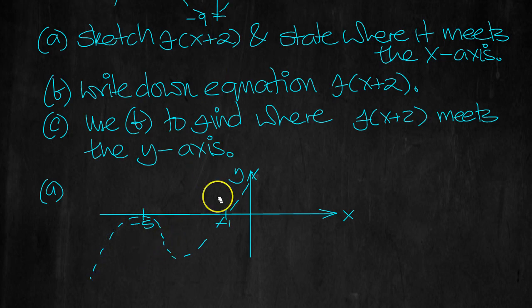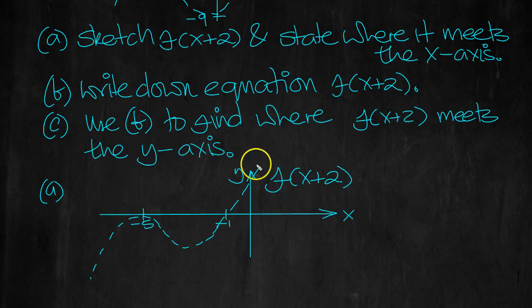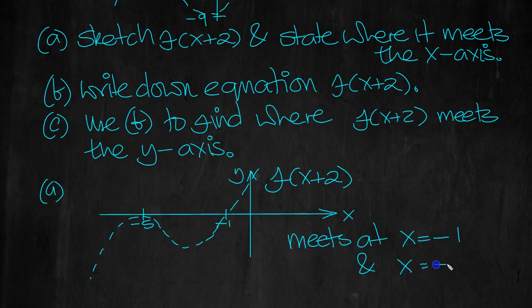This area here is not too cleverly drawn, is it? Let's just get rid of that and put that in again. So I've got a digital pen, so it's difficult to draw it accurately with that. But I think that's just about okay. And this would be f(x+2). Okay, so we've done that one, state where it meets the x-axis. Meets x-axis at x equals minus 1 and x equals minus 5. So that's part A.